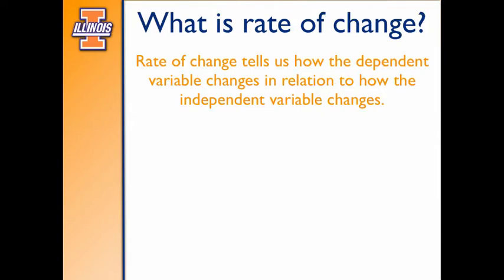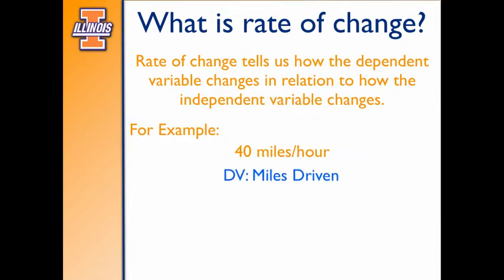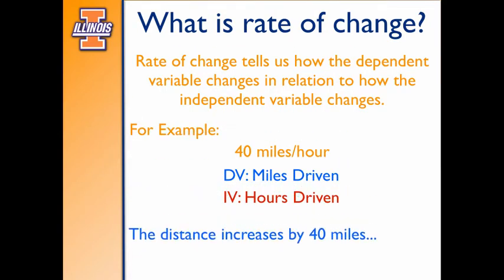So let's start by answering the question, what is rate of change? Rate of change tells us how the dependent variable changes in relation to how the independent variable changes. For example, 40 miles per hour is a very common usage of rate of change. It's the speed of a car. In this scenario, the dependent variable is the miles, and the independent variable is the hours.